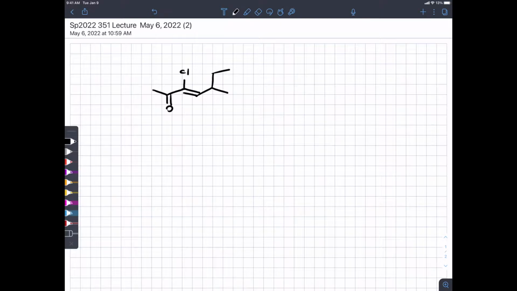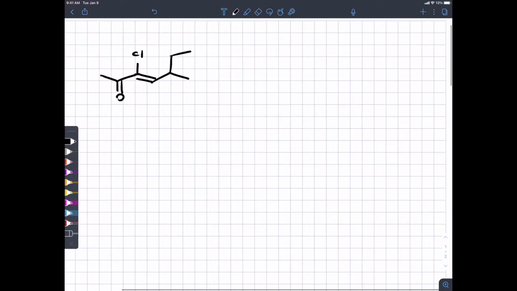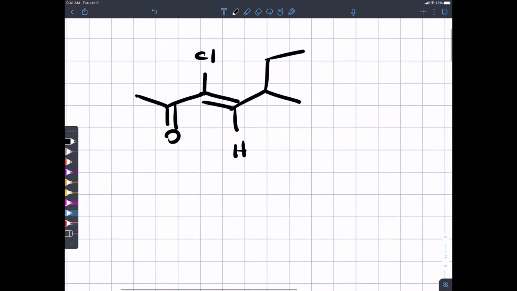Okay, so let's first worry about assigning E versus Z, and then we can name the molecule if we want to. So again, we're going to conceptually deal with each carbon of the double bond individually. So we'll call this one A and this one B.